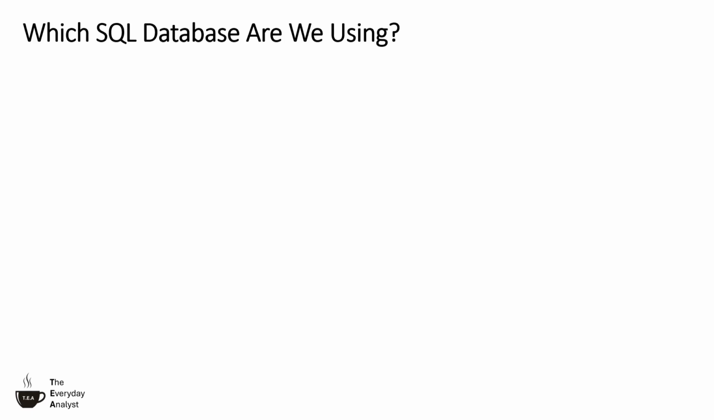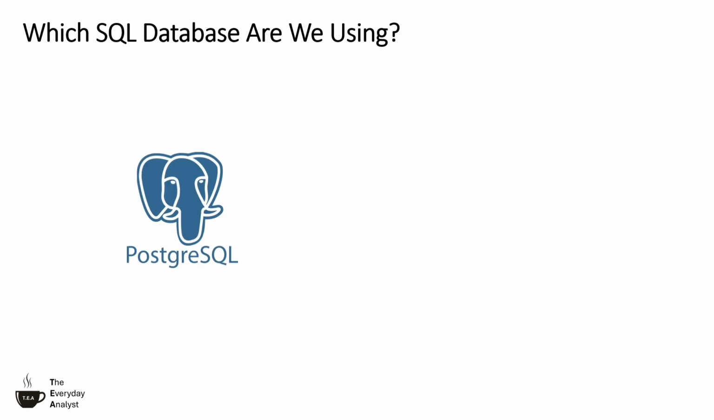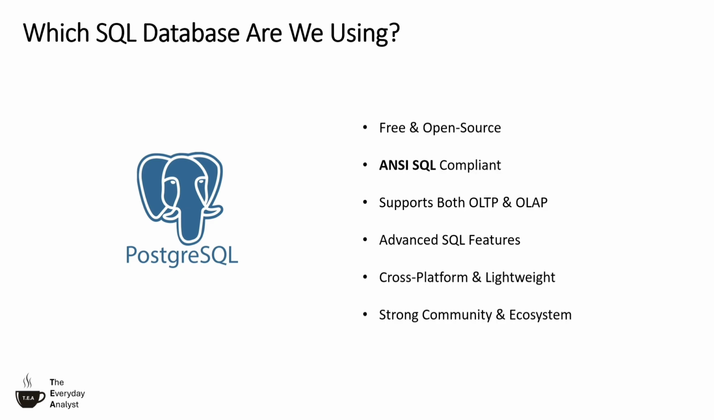There are several relational databases out there, but we are going to use PostgreSQL for this series. So why are we choosing PostgreSQL? It's free, widely used, supports advanced SQL features, has a strong community, cross-platform support, and is fully SQL compliant, making it an ideal choice for learning SQL without restrictions. Plus, it supports both OLTP and OLAP workloads. So whether you're doing simple queries or running complex analytics, PostgreSQL can handle it.